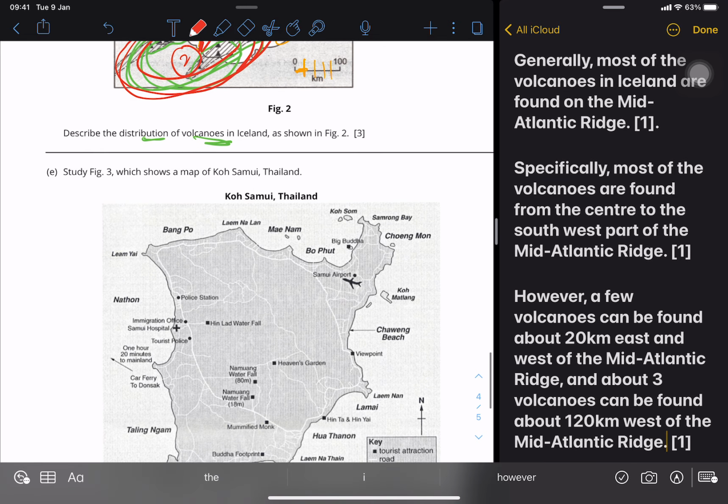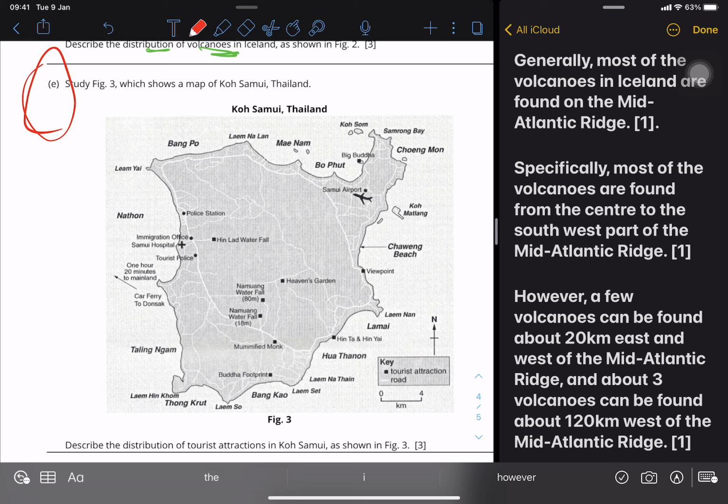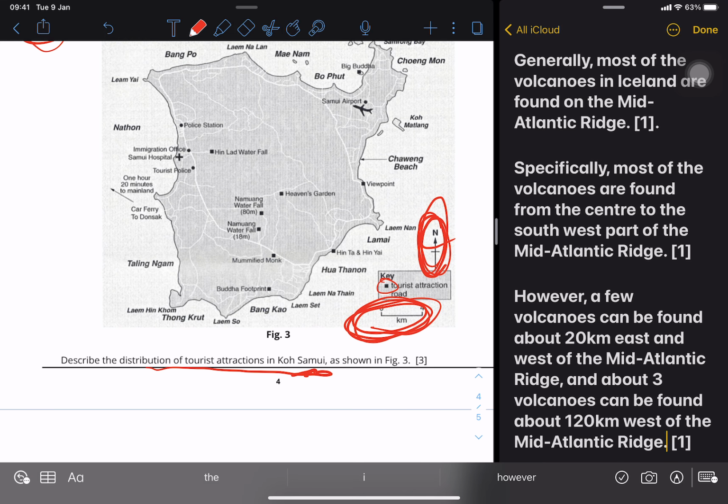And of course the last one is part E. I'm going to spare you the torture of part E, which talks about plate tectonics, and talk about tourism instead. I ask you to describe the distribution of tourist attractions in Koh Samui. The distribution is squarish. Where do they tend to be found on the island? Remember, use your cardinal directions. There's a scale here, there's a compass rose here, so please use your cardinal directions and the approximate distance. So 3 marks. Remember, talk about the general, specifically, and of course where the anomalies are.